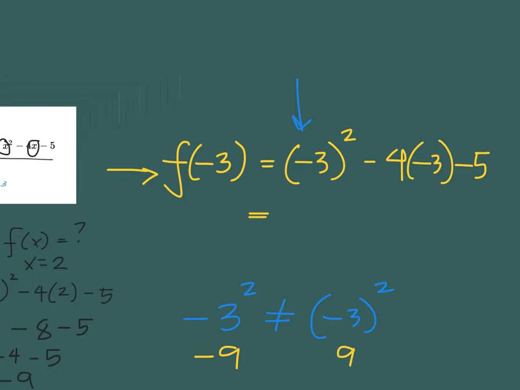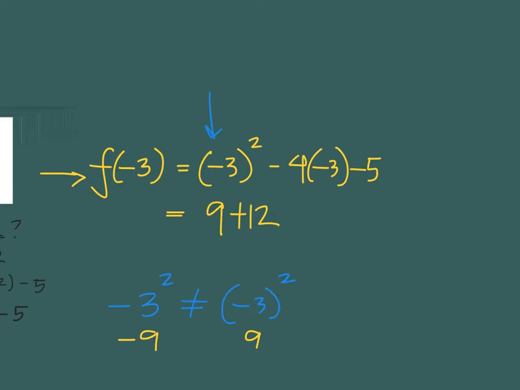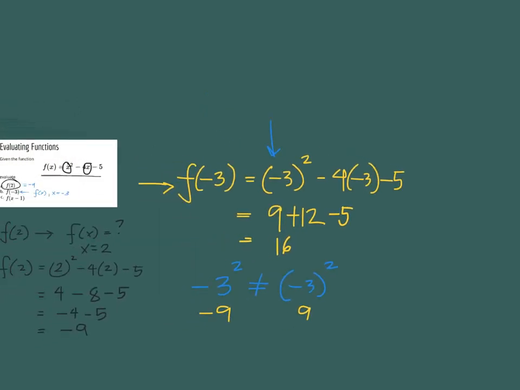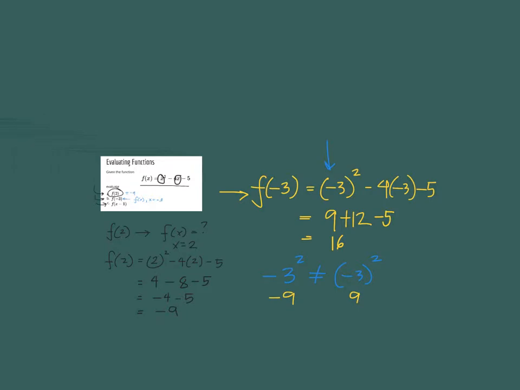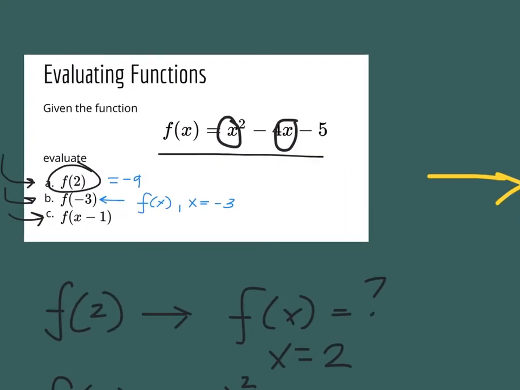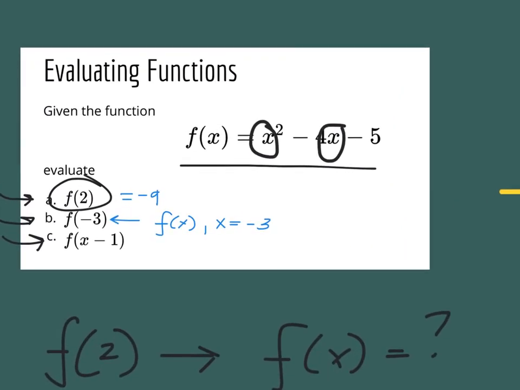Okay, so if I use parentheses, so clearly the negative 3 squared becomes positive 9 minus 4 negative 3 will become plus 12, and then we copy minus 5. 9 plus 12 is 21 minus 5 is 16. So the value of f of negative 3 is equal to 16 positive. So f of negative 3 is equal to 16.